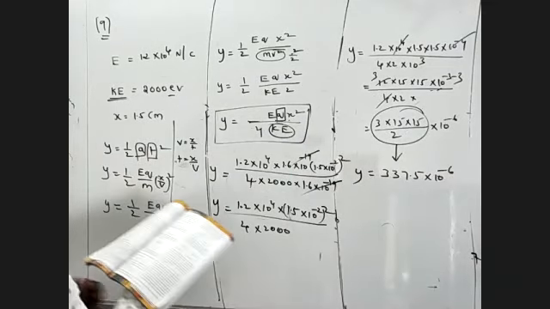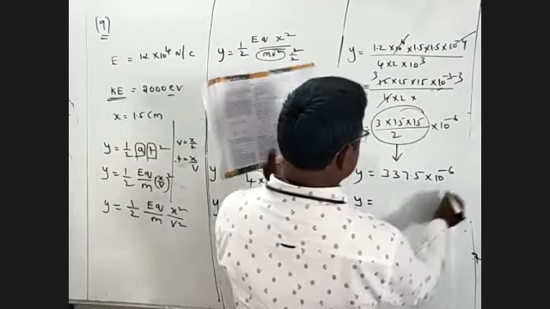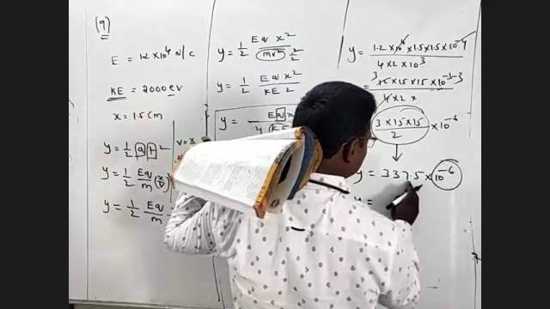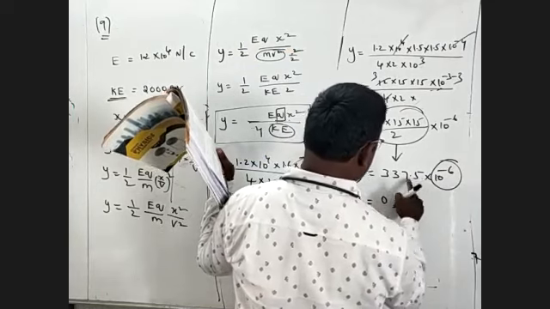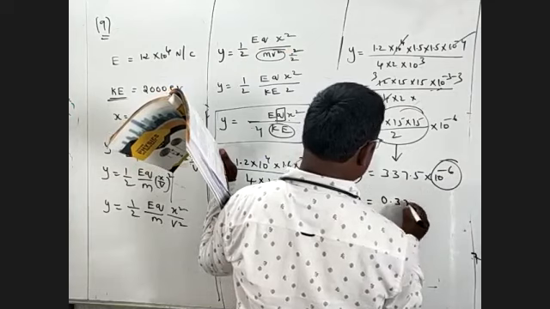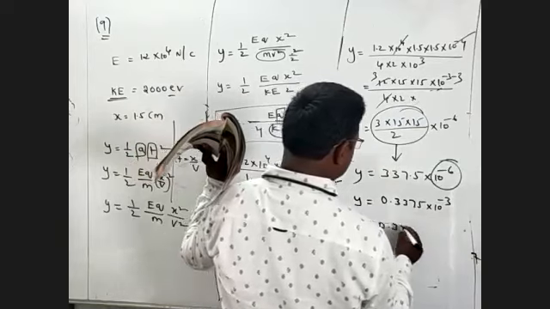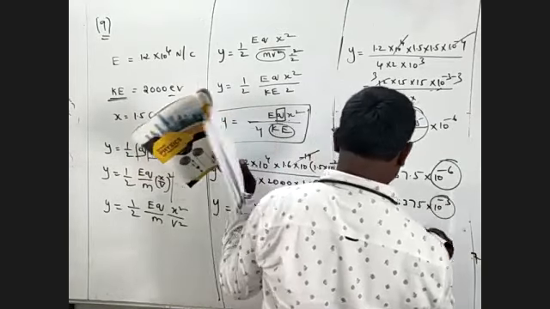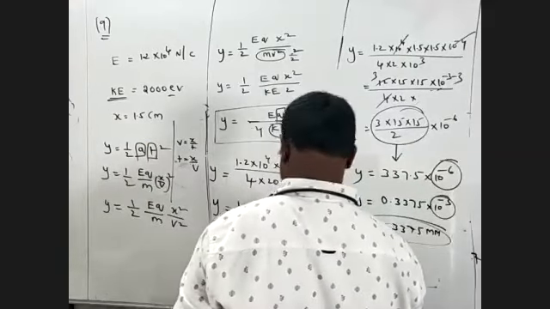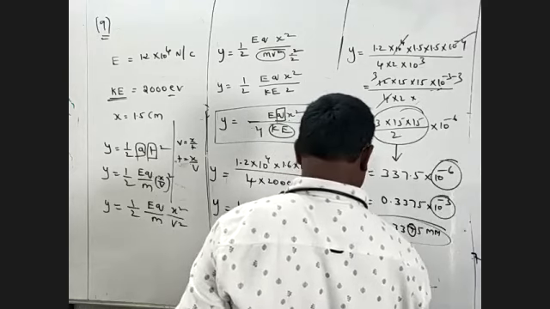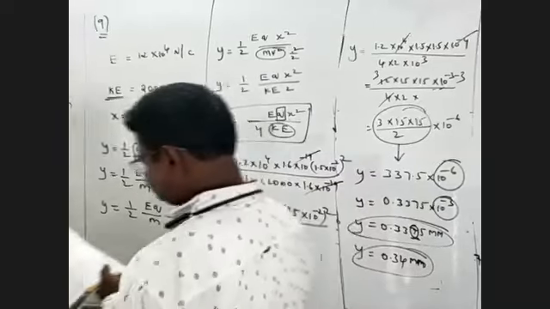But in your given answer, we are going to write this in milli. So it is 0.3375 into 10 power of minus 3, which is 0.3375 millimeter. Rounding off this number, we get 0.34 mm.